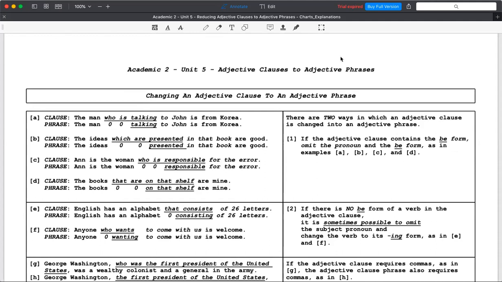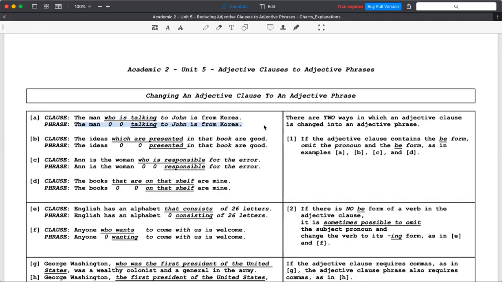Now we're trying to learn how to create an adjective phrase from an adjective clause. A clause, by definition, contains at least one subject and one verb. If my first sentence is "The man who is talking to John is from Korea," and I eliminate "who" and "is," the rest of the sentence has an adjective phrase. So "talking to John" is a phrase. I eliminate the pronoun and the verb be, and the rest of my verb is in the -ing form. The second sentence is considered a phrase.